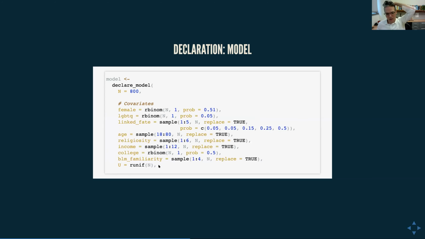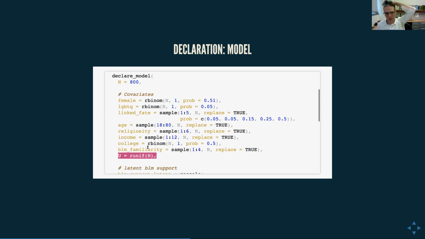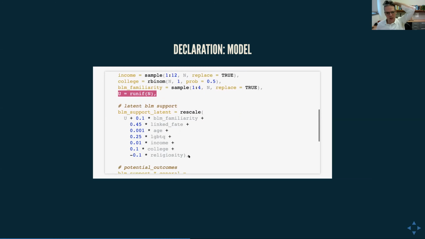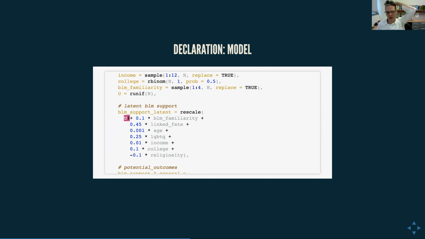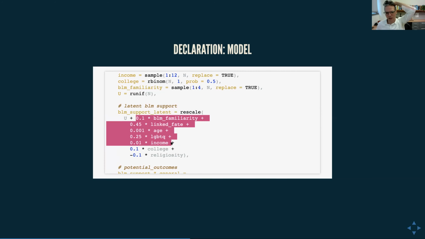and how familiar they are with Black Lives Matter. There also needs to be some unexplained variation in the outcome, and so we're going to generate that too here in the model. We're going to build a latent support for Black Lives Matter, and that's going to be a function of that unobserved variable plus correlations with these things.